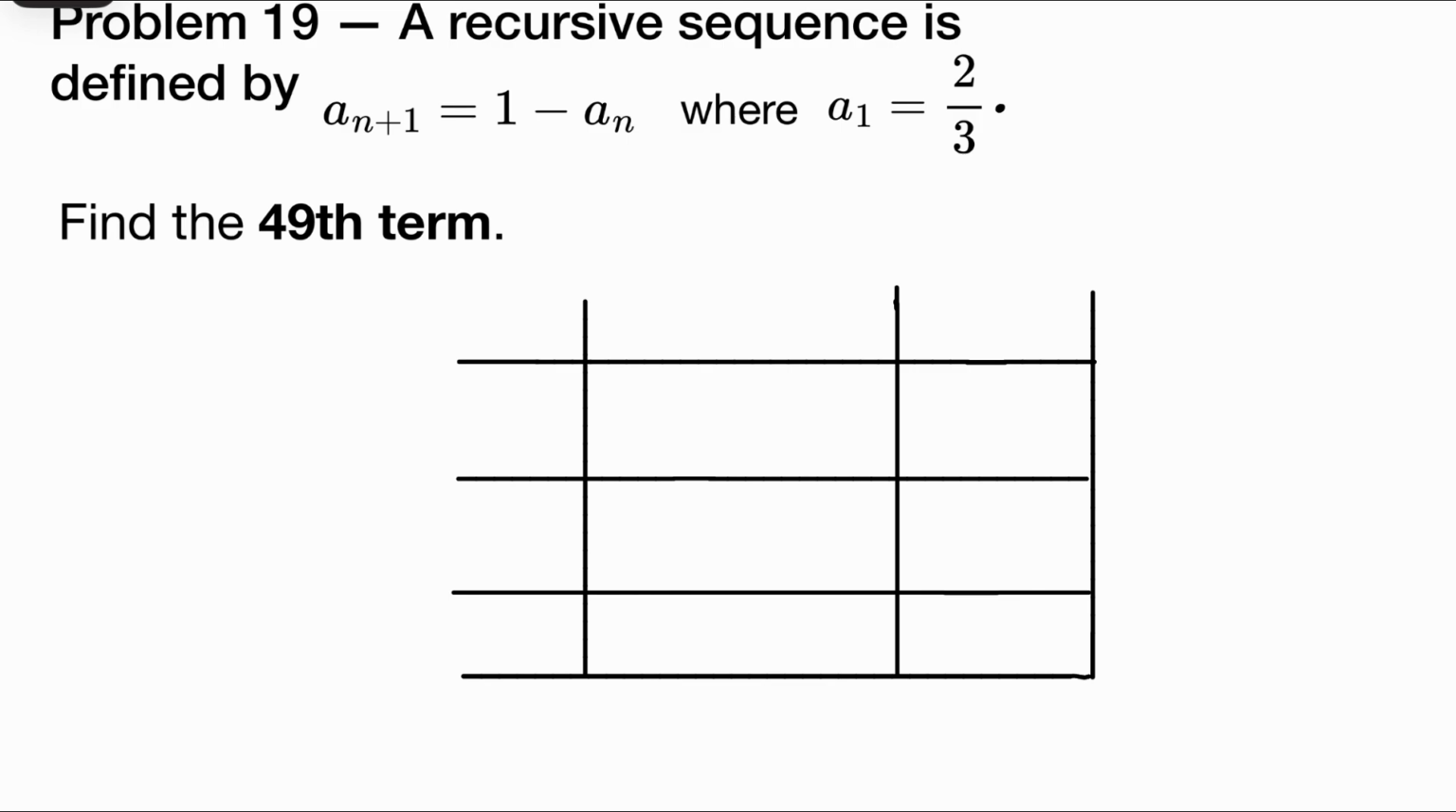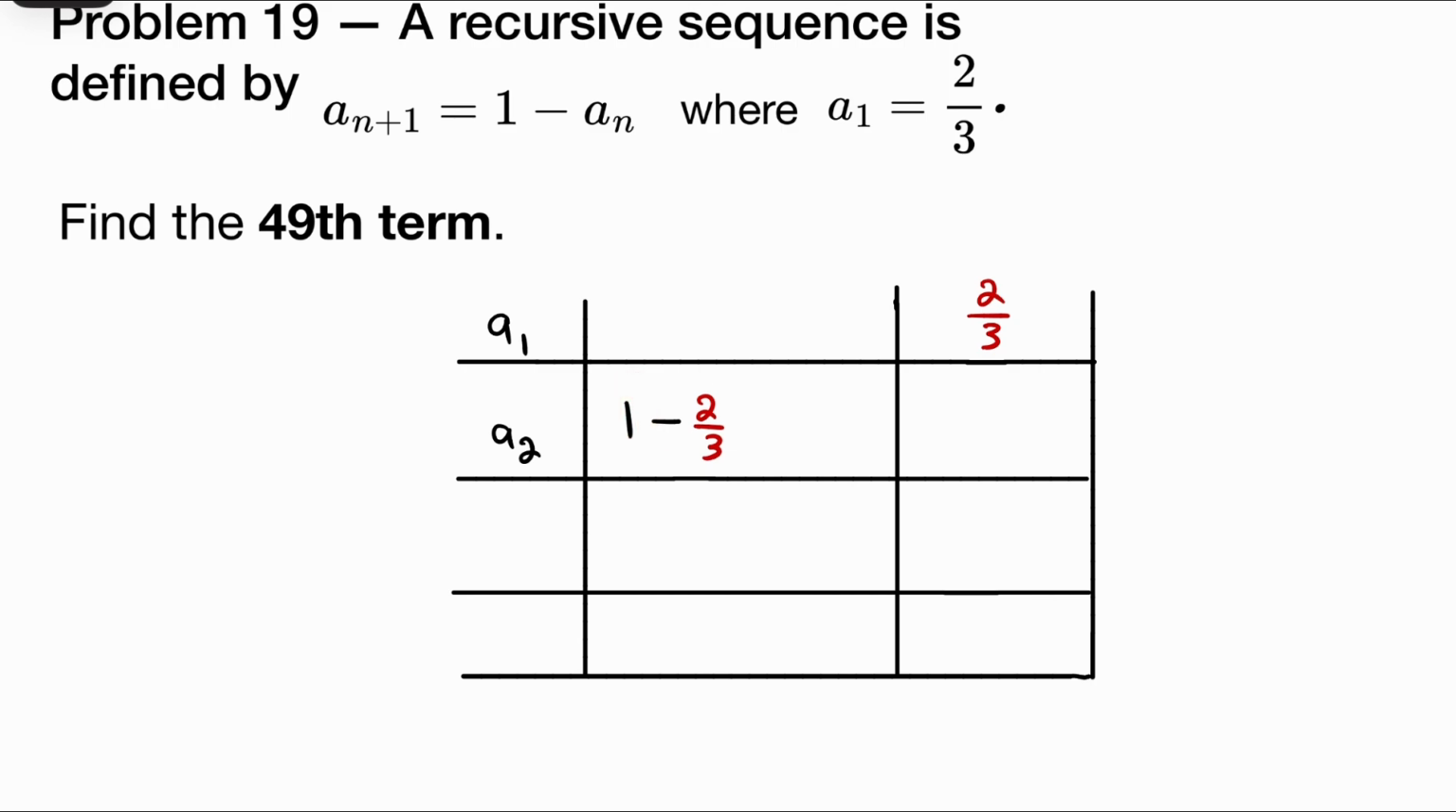Let's generate a few terms so we can actually see what's going on in the chart. We already know a sub 1 equals 2/3 because it's given to us. Okay, and so now we can use the rule. Let's start with a sub 2. Using the rule, that is 1 minus the previous term, 2/3. And notice that we have this 1.